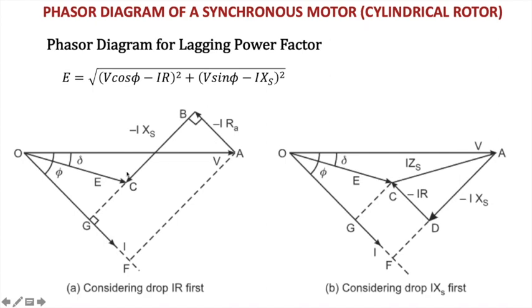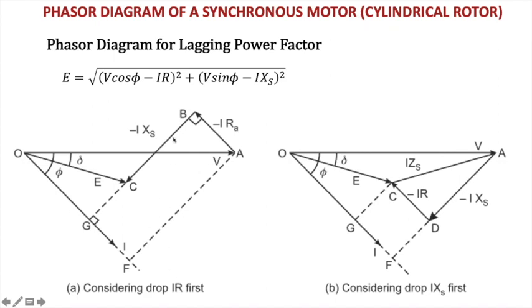You can see here, V is the applied voltage, then you have the IRA drop, and then the IXS drop, and you get the induced EMF. The current is lagging behind the voltage by an angle phi. So this is for inductive loading.